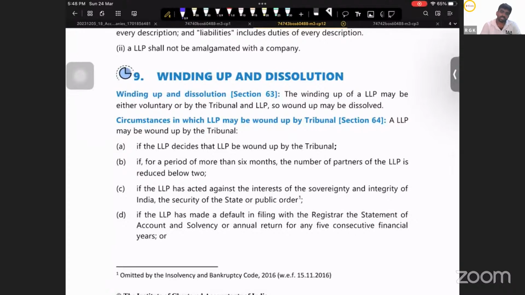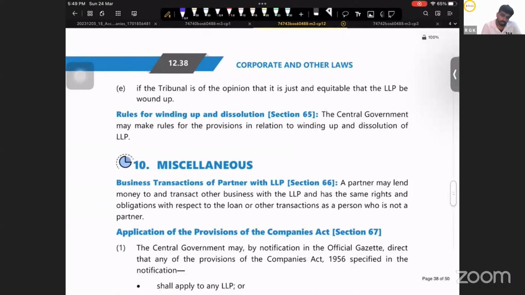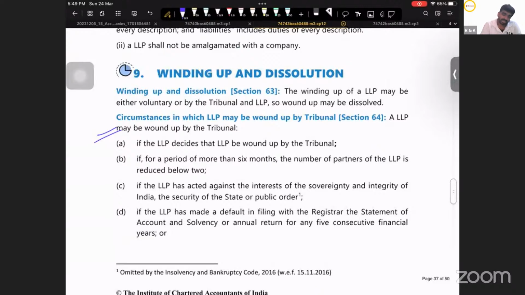So circumstances in which an LLP may be wound up by the tribunal, the grounds are important. Circumstances under which an LLP can be wound up. If the LLP decides that it shall be wound up by the tribunal, if there is an agreement between partners that the LLP shall be wound up by the tribunal. If for a period of more than 6 months, the number of partners of the LLP is reduced below 2, then also the LLP can be wound up by the tribunal. If the LLP has acted against the interest of the sovereignty and integrity of the country, security of the state or public order, then also the LLP can be wound up.